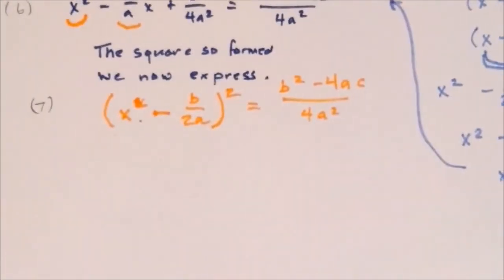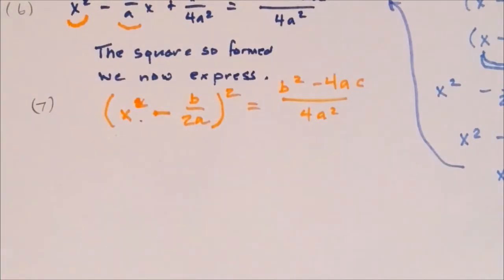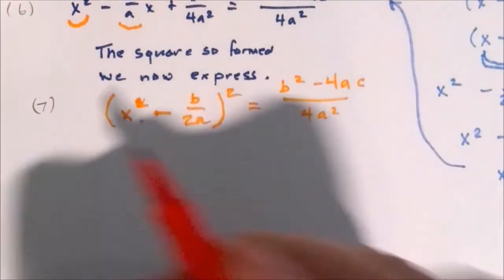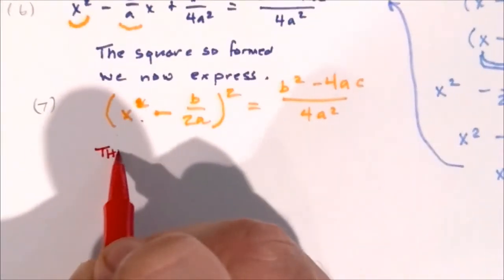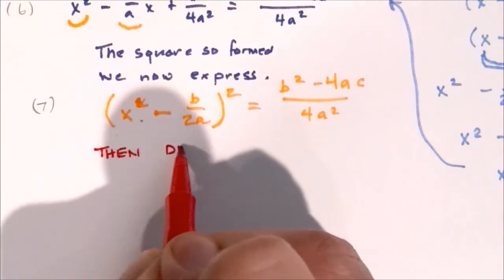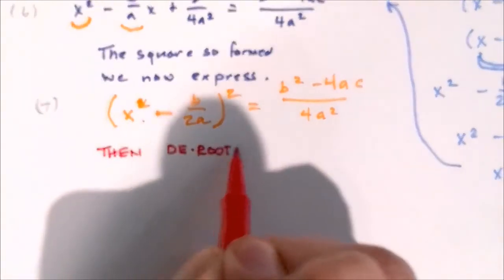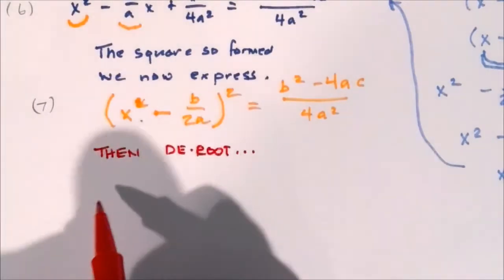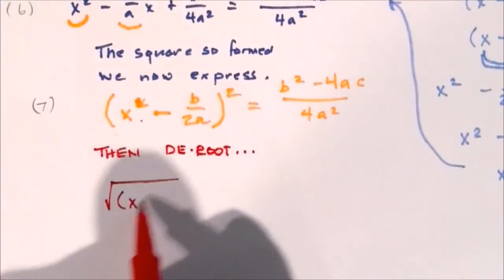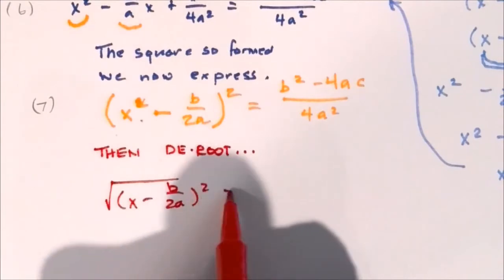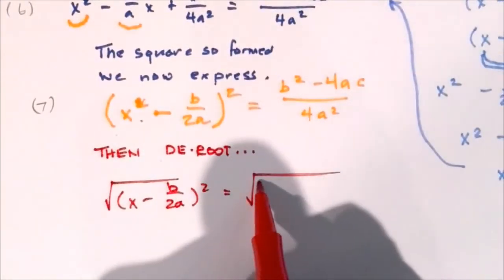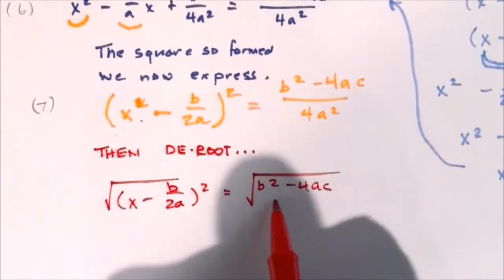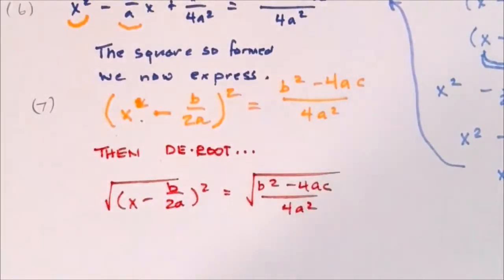Now, back to reality. The square so formed, we now express. Things are about to get hairy, okay? Then d root. I'm running out of colors. I'm going to go with red. Then d root. Then d root. The neologism invented by Father Aloysius Galvin, S.J. So the square root of x minus b over 2a quantity squared equals the square root of b squared minus 4ac over 4a squared.